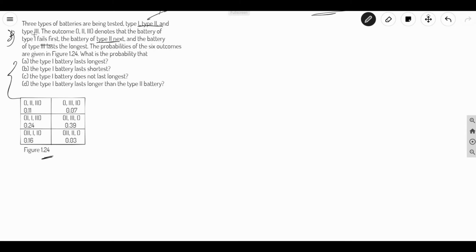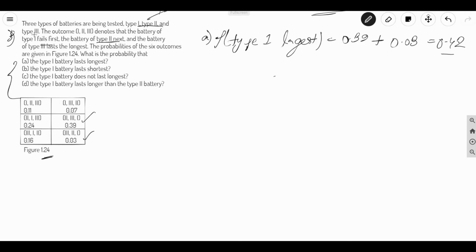So let's start. Number A: we have to find the probability that type 1 battery lasts the longest. In the table, the outcomes in which 1 is in the last position mean that type 1 lasts longest. We have that in here and in here. So if we add up the two of them, 0.39 plus 0.03, we get 0.42, which is the probability of type 1 lasting the longest.